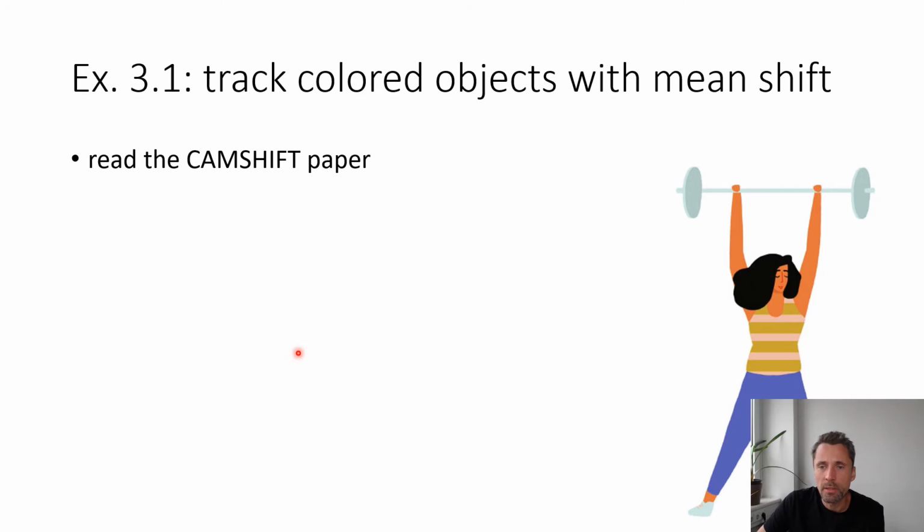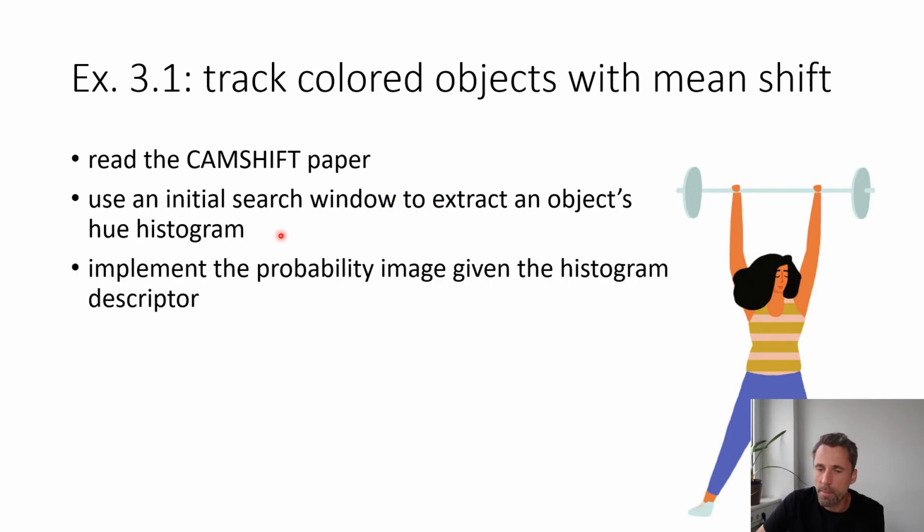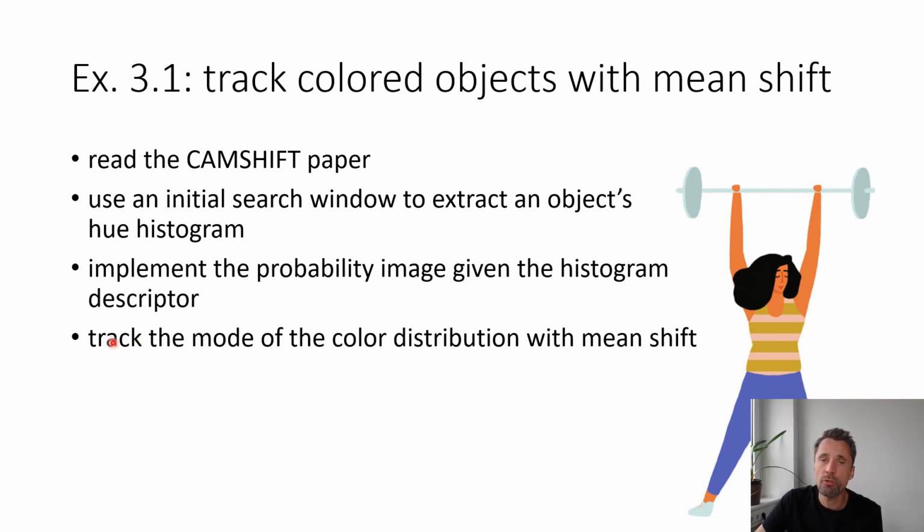In your assignments, we will first ask you to read the CAMSHIFT paper. We will then ask you to implement an initial search window to extract an object's hue histogram. You have to then implement this probability image like I showed you before, given that histogram descriptor, and then track the mode, so the position of the color distribution, the average position of the color distribution with mean shift.